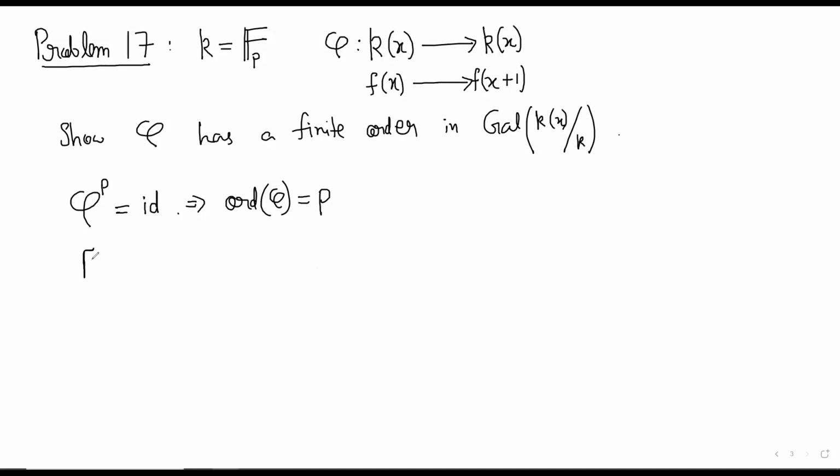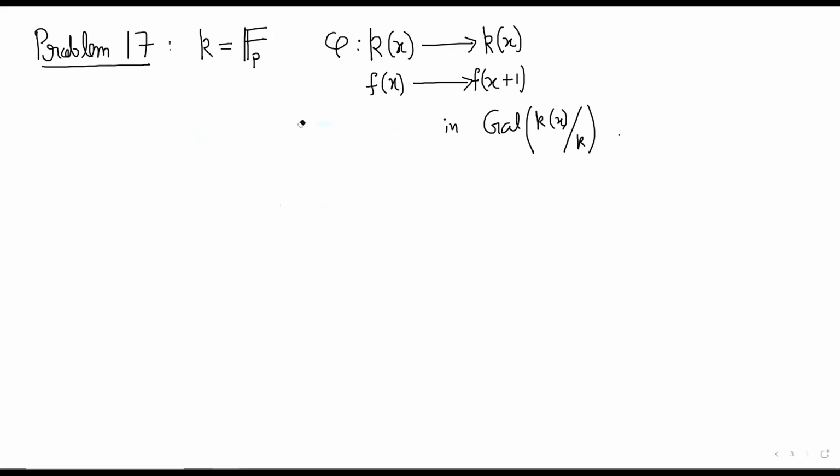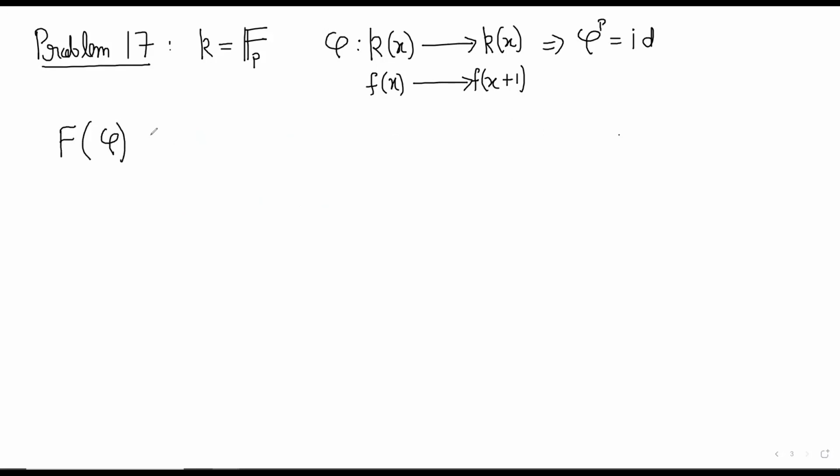So you see, we need to look at the fixed field, right? Just to make some space, I'll erase these things. So phi to the P is identity. So what's the fixed field of phi? It's a subfield of kx, but what is it? That is the question.